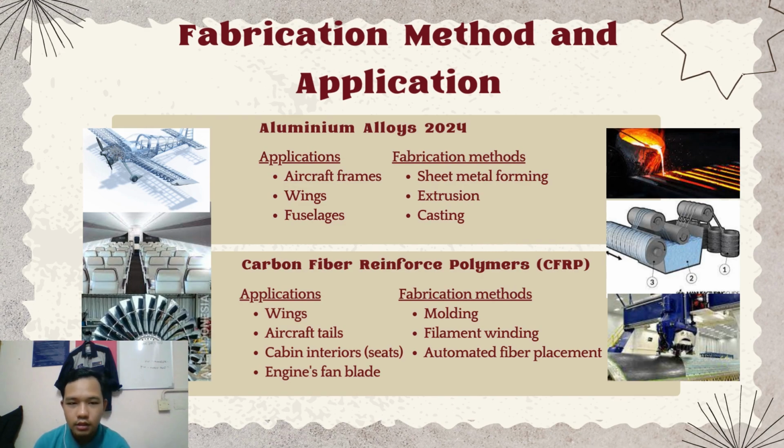Okay, now I will present the fabrication methods and the applications of those materials for aerospace applications. First, we have aluminum alloy 2024. As you can see in this slide, there are two types, which are the applications and fabrications. For application, the aluminum can be applied to aircraft plane frames, aircraft wings, and its fuselage.